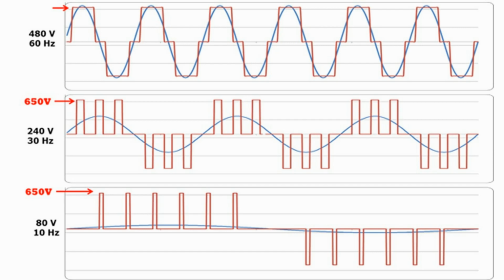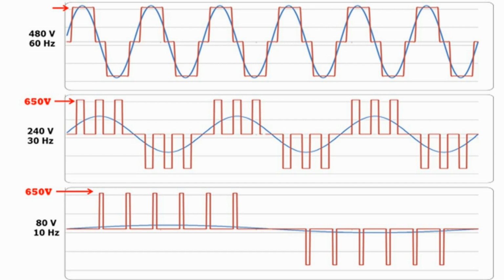This rectangular waveform would not be a good choice for a general-purpose distribution system, but is perfectly adequate for a motor. If we want to reduce the motor frequency to 30 Hz, then we simply switch the inverter output transistors more slowly.